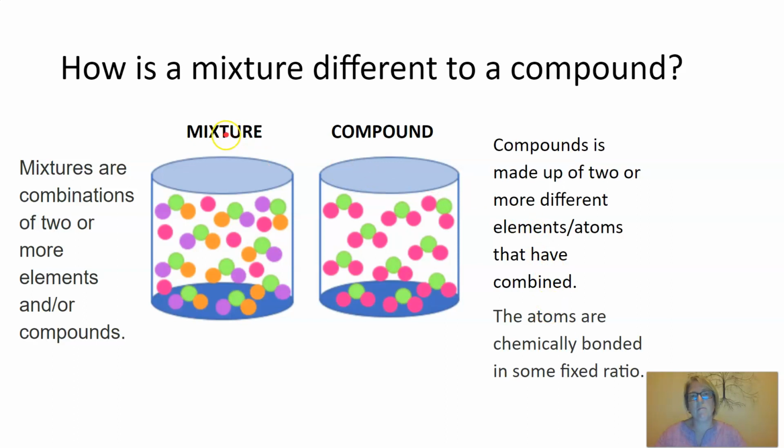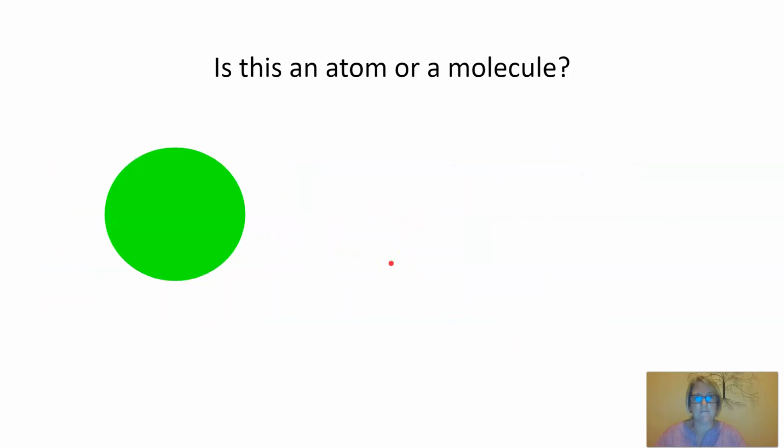How does this compare with a mixture? Well, mixtures are combinations of two or more elements and or compounds, and they are not chemically combined at all. So this atom or element here is not chemically combined to this compound here. And generally we can separate these substances in this mixture. Here we can't separate any of this. It's all the same type of substance.